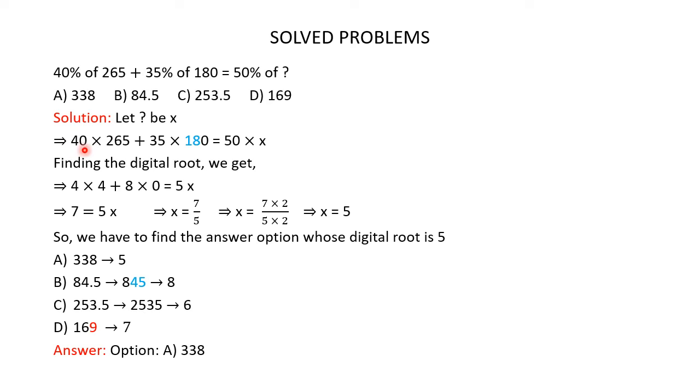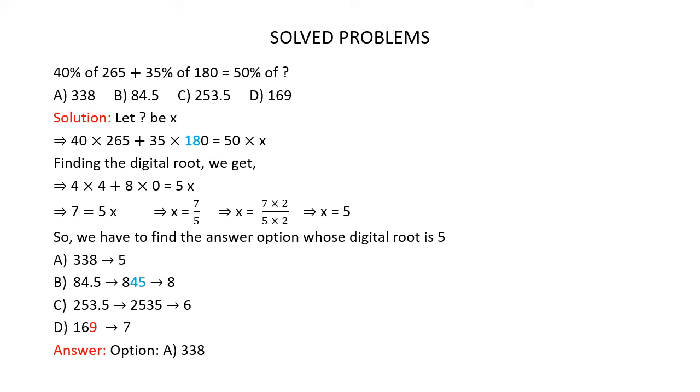Now find the digital root of all these numbers. 4 plus 0 is 4. So the digital root here is 4. 2 plus 6 is 8. 8 plus 5 is 13. And 1 plus 3 is 4. So the digital root here is 4. 3 plus 5 is 8. The digital root here is 8. 1 plus 8 is 9. You can ignore these two digits. So the digital root here is 0. 5 plus 0 is 5. So the digital root here is 5.